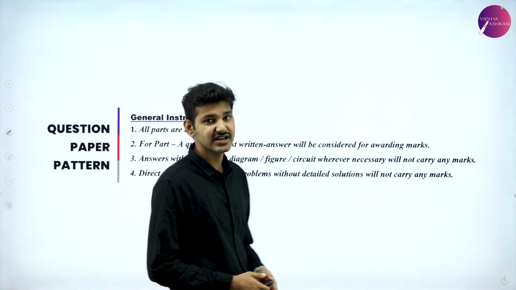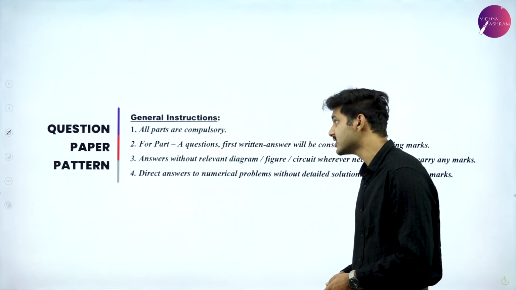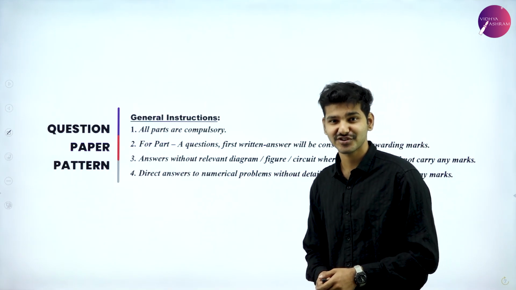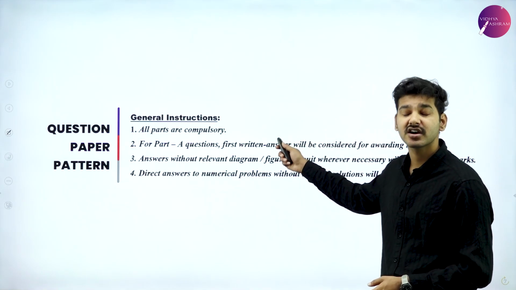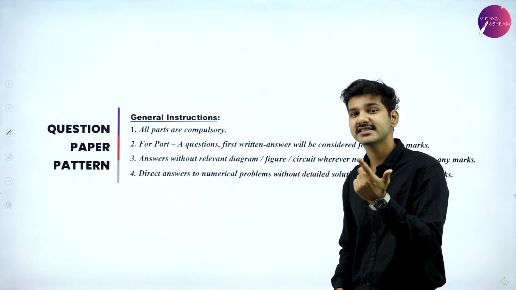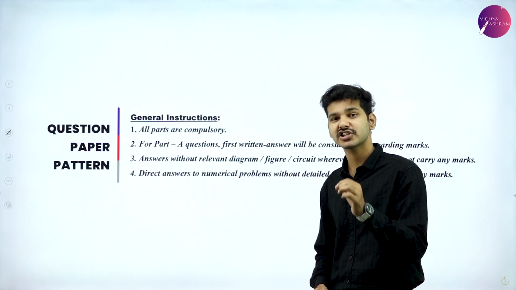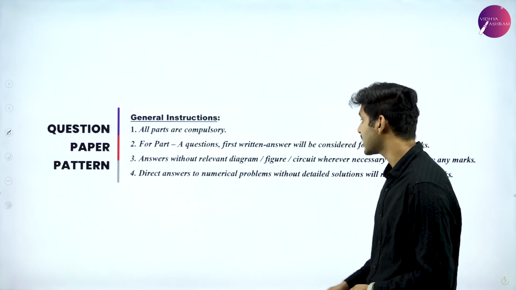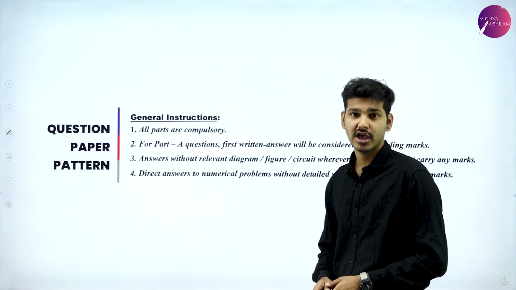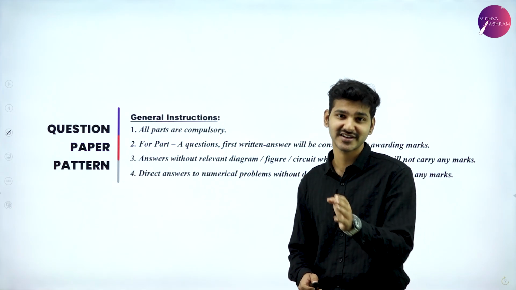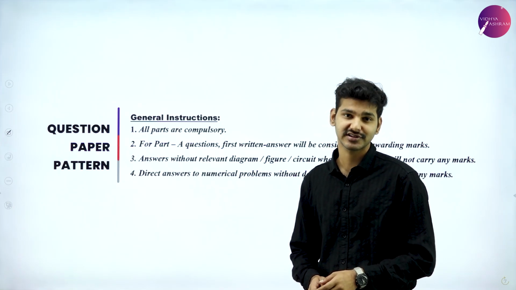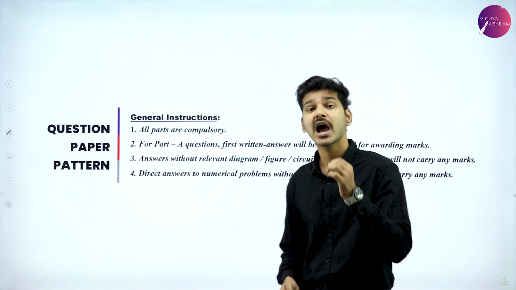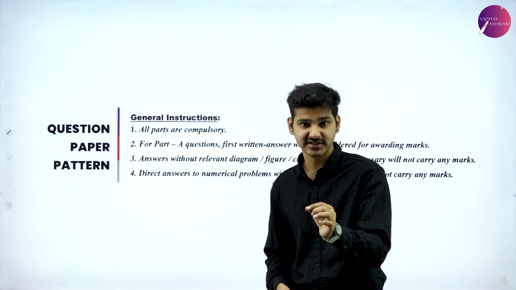And for a visual comparison, this is how your question paper will look. First, you'll have a set of general instructions given to you so that you don't panic in the middle of your exams. All parts are compulsory. You'll have Part A, B, C, and D, and you'll have to answer each and every one of those parts as per the given instructions. In Part A, the first written answer will be considered for marking, which means that if you write 2 answers side by side, only the first written answer will be considered for your marks. And finally, you'll have to explain each answer with relevant diagrams, figures, equations, and formulas.